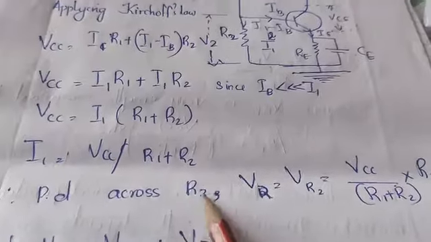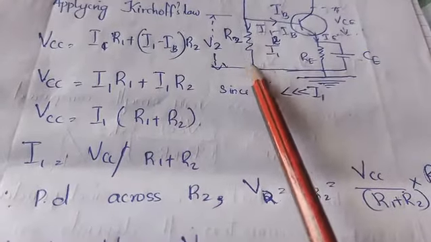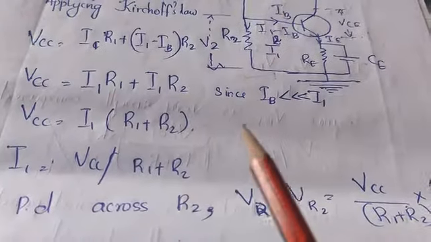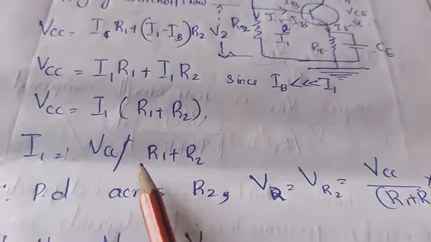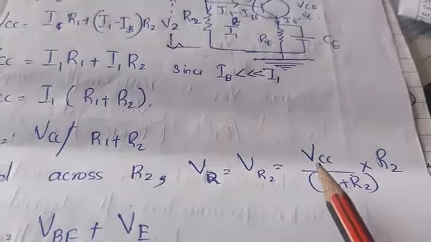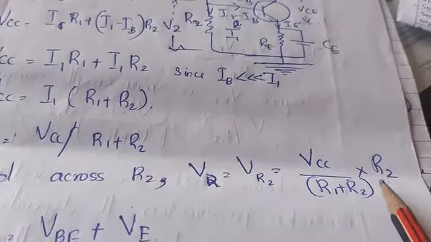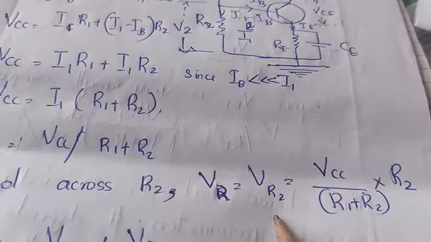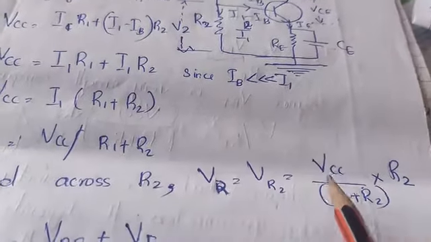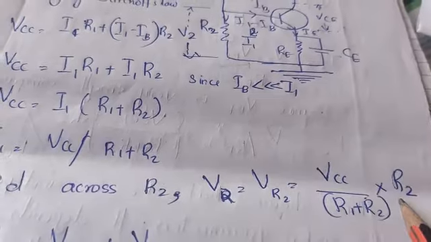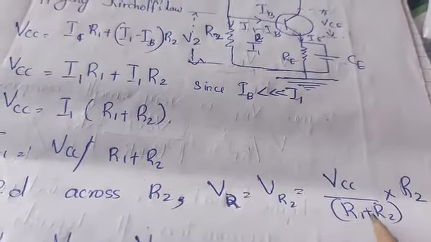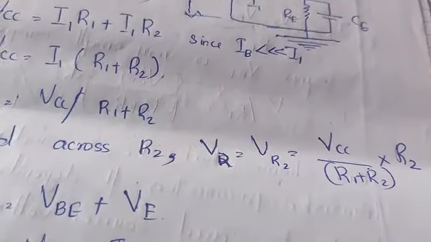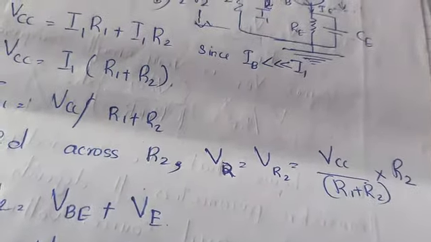Therefore, the potential difference across R2 is the base emitter voltage. Actually, base emitter voltage is VR2. VR2 is equal to I into R2. I is VCC by R1 plus R2. So VR2 is equal to VCC by R1 plus R2 into R2. Let's have an analysis of this equation. This VR2 is the base emitter voltage. VCC is a constant, R1, R2 are also constant. Hence, the base emitter voltage is independent of transistor parameters. That means it remains constant.